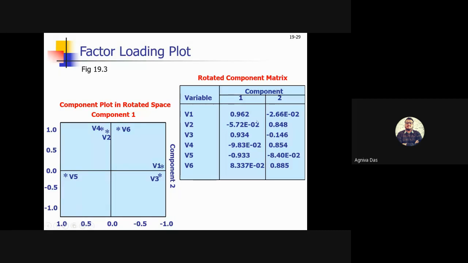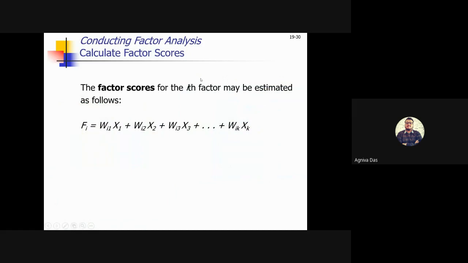As I told you, because V1 has a very high component on this, so in the second component, now for the ith factor, the factor scores are something like this.